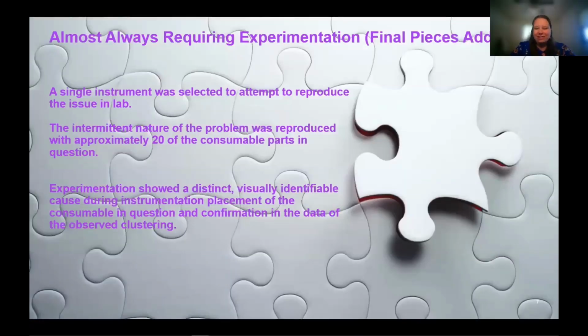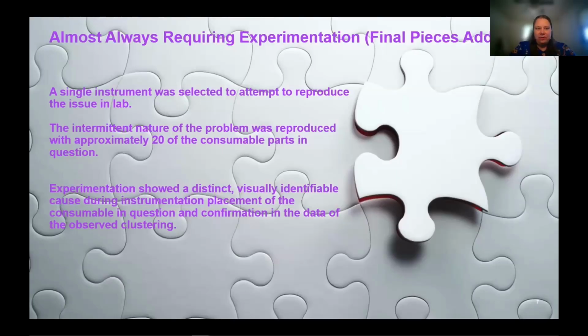And of course, there's always some level of experimentation. So in this case, a single instrument was selected to attempt to reproduce the issue in the laboratory because in our hands, we were unable to produce the issue with materials from the side of the investigating team. So we went into the laboratory to use their materials.